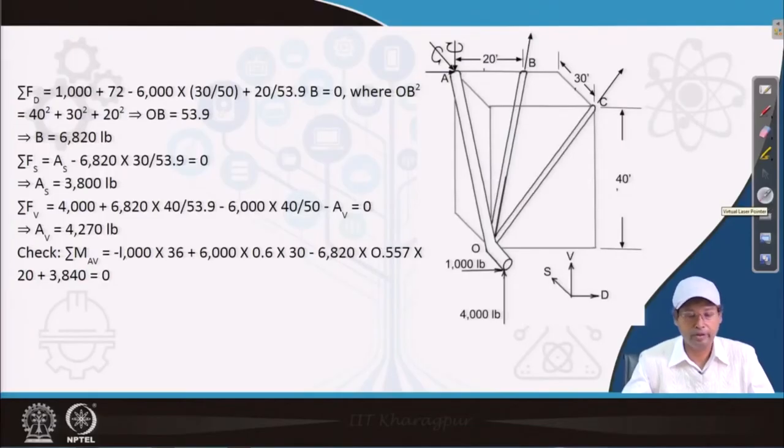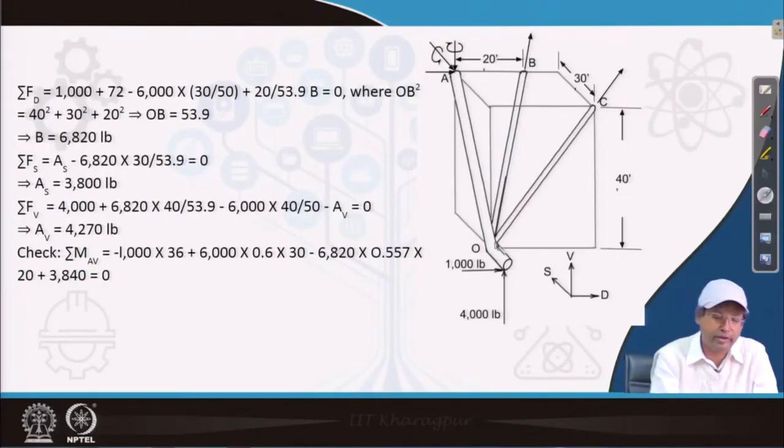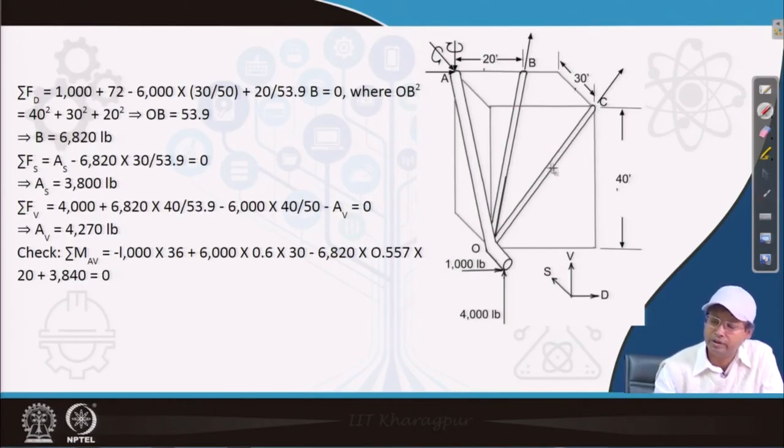Okay, so we are considering equilibrium in the drag direction, summation of FD equals 0. If we consider summation of FD equals 0, it gives us the force B. Because in this direction, this is known, these are orthogonal to that direction, whereas this will have a component in that direction, this also will have a component in that direction, but we have already found this force, this is a known force, that is 6000. So that is the reason we can find the component of B.